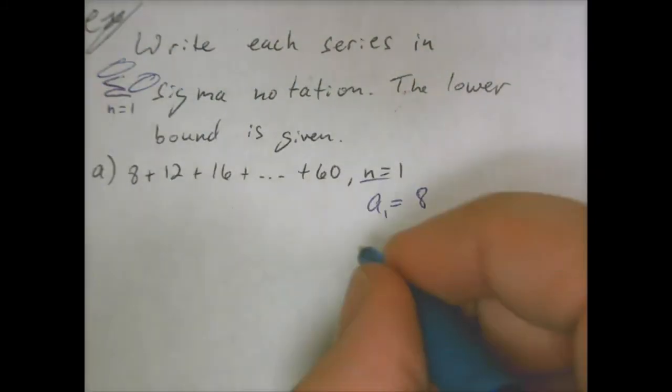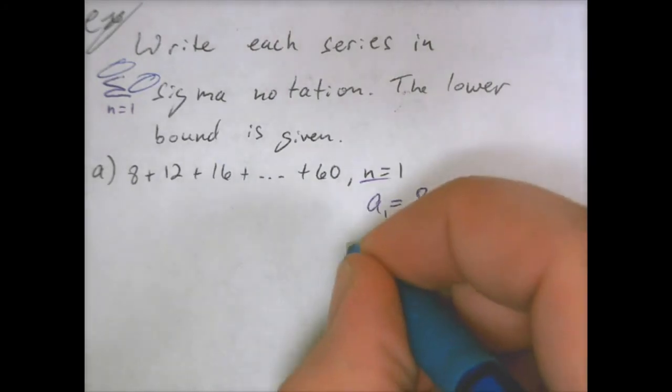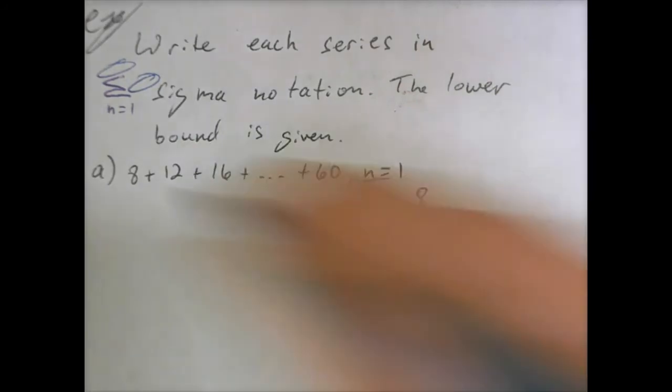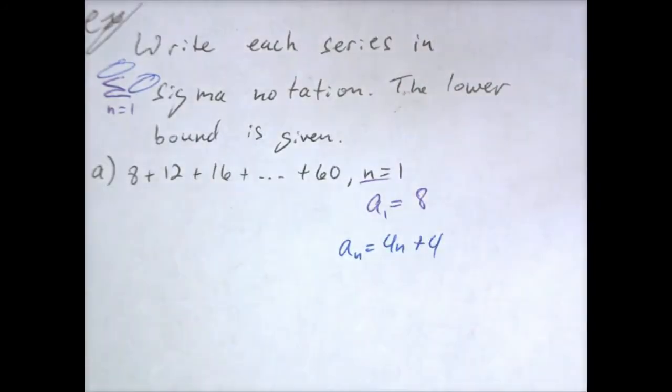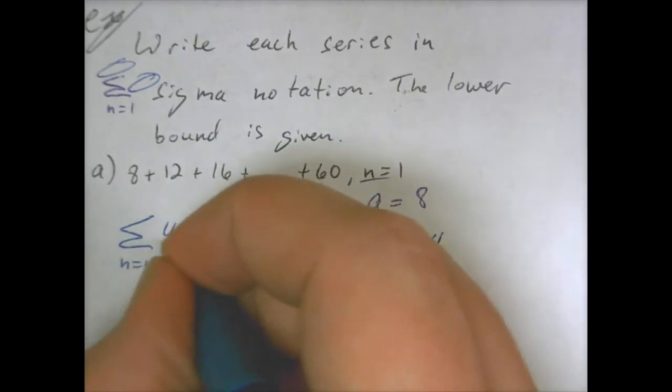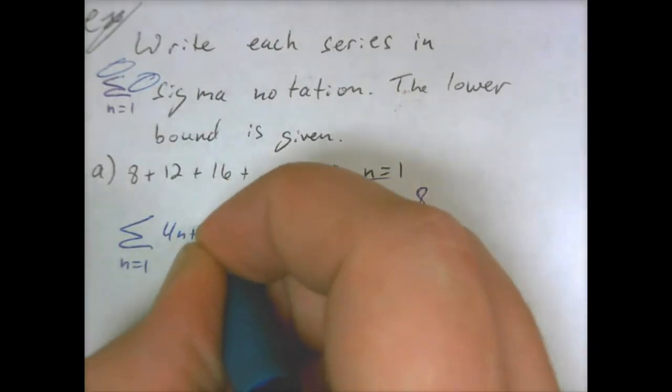So in order to write our rule, it looks like the difference is 4. So a sub n equals 4n. If I substitute 1, it's 4, but it needs to be 8, so I'm going to put plus 4. So far I have n equals 1 of 4n plus 4.